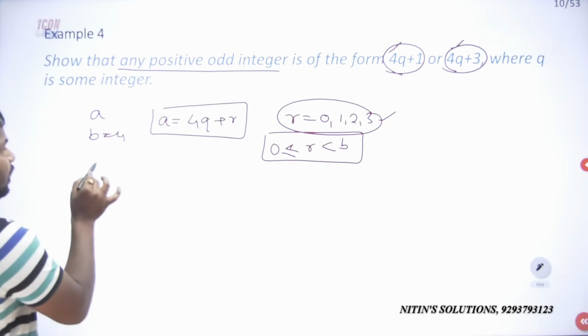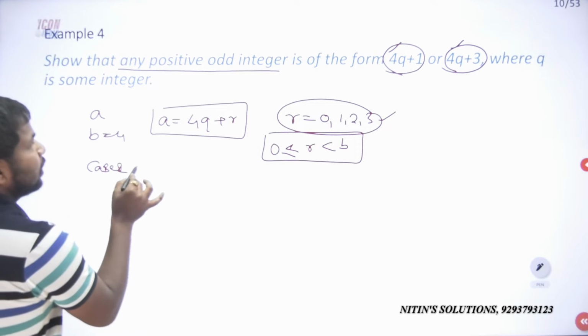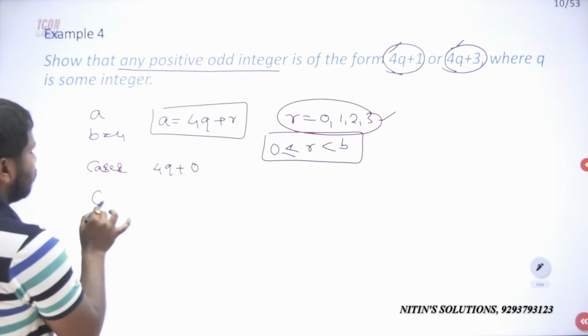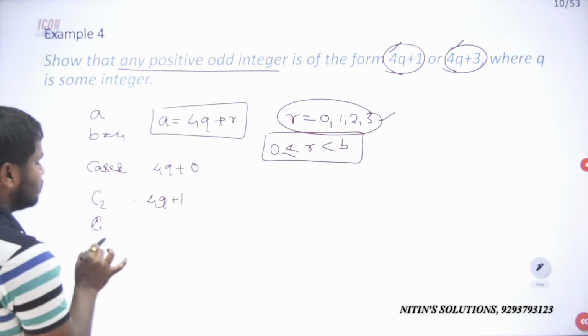Now, when you write in each case, what is case 1? Case 1 is equal to 4q plus 0, case 2 is equal to 4q plus 1, and case 3 is equal to what?